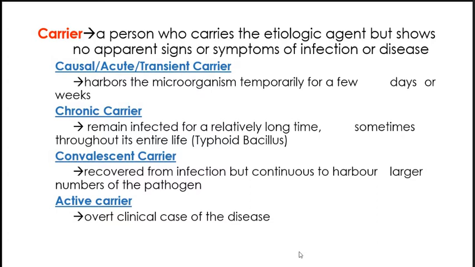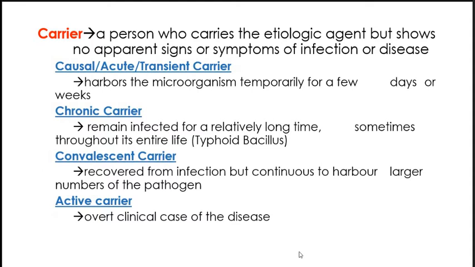So, merong types ng carrier. Una is yung casual or acute or transient carrier. Ma'am, ito yung mabilisan lang, yung agent mag-stay lang siya sa katawan mo pero mawawala rin siya in a few days. Ngayon, meron yung chronic carrier. Chronic meaning pangmatagalan, sana all. Medyo matagal nag-stay yung agent dun sa katawan ng tao.